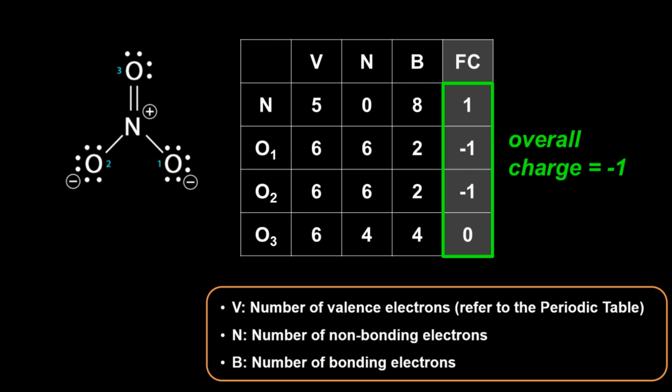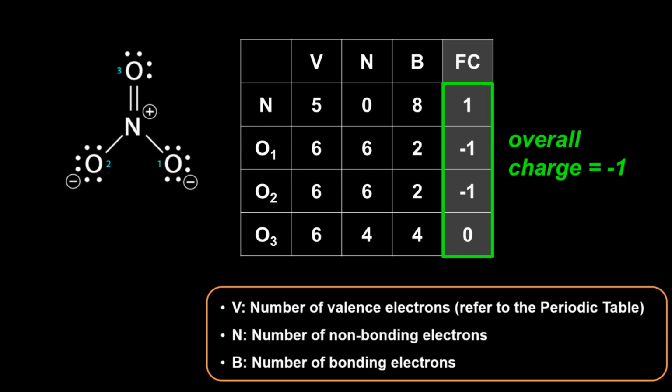When we add up all the formal charges, we get +1, -1, -1, and 0, which gives us a total of -1. And that matches the actual charge of the nitrate ion. So this confirms that the structure is correct.